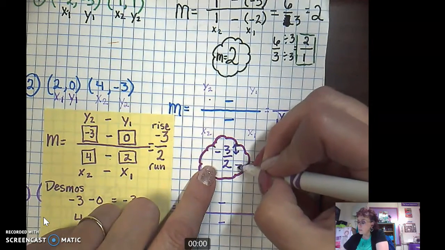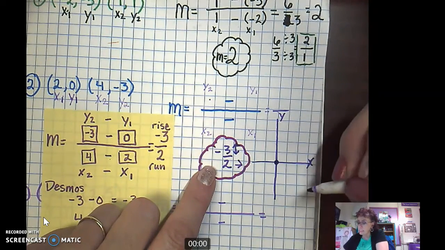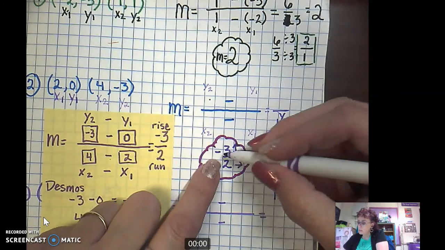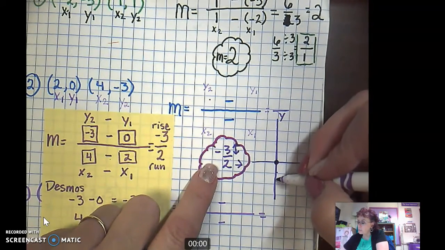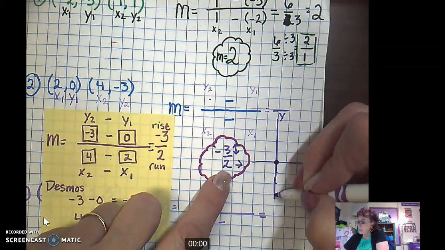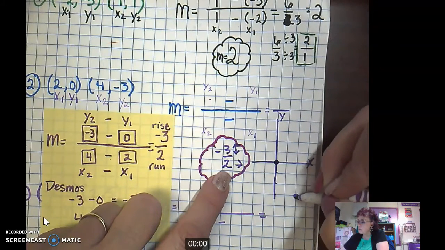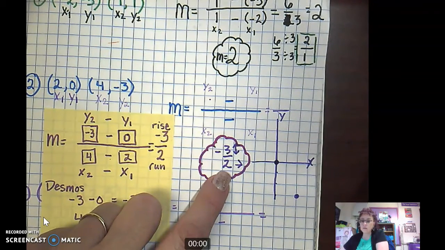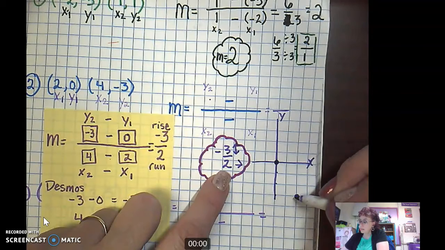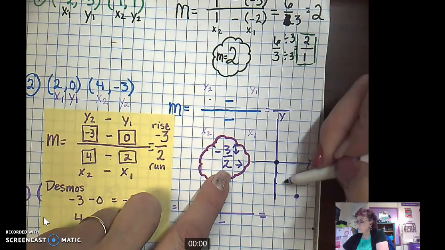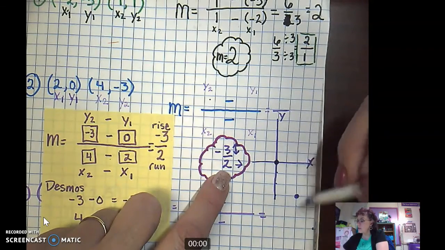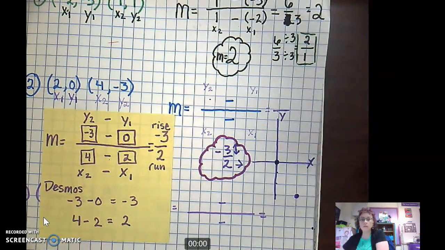The run tells me how far over I need to move to get to the next point. So starting at 0, 0, I'm going to move down 3 spots, 1, 2, 3, and I'm going to move over 2, and that's where my next point goes. And then I could keep going, 1, 2, 3, 1, 2. Oh, right there's where my next point will go. See how it's creating that line? Okay, that's your slope, rise over run.